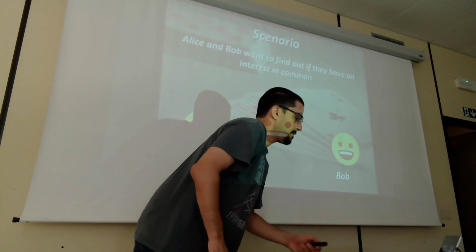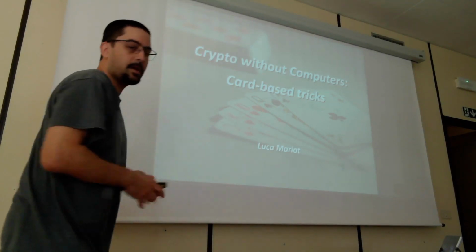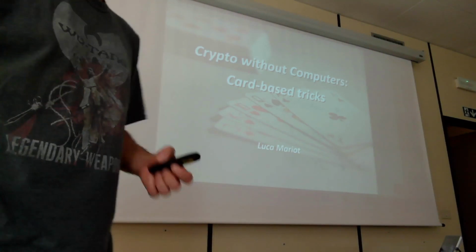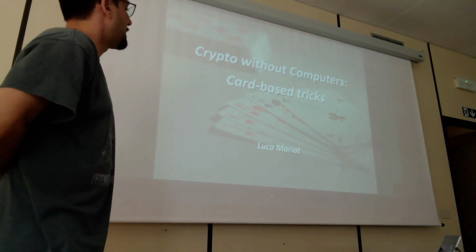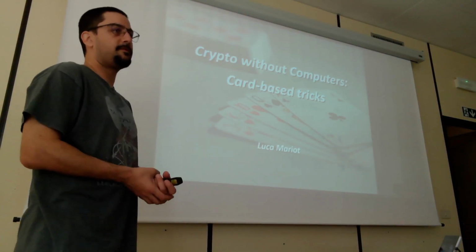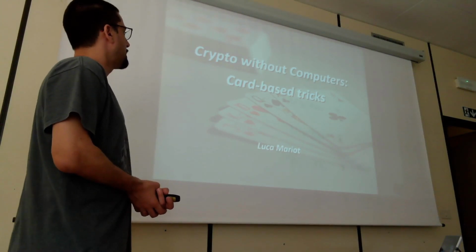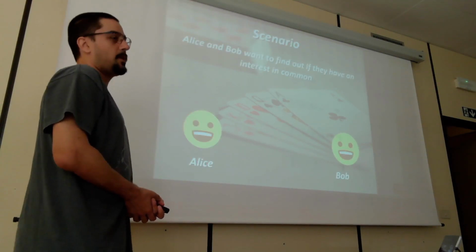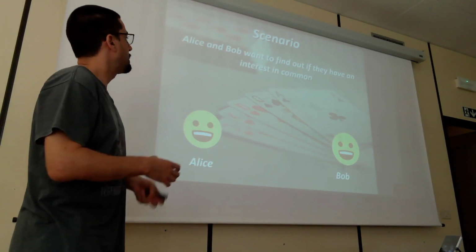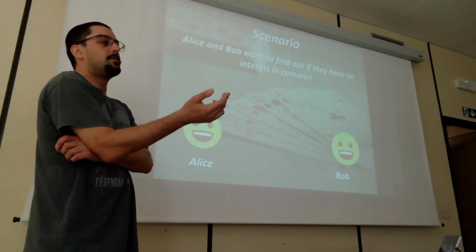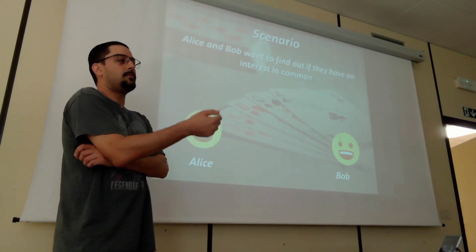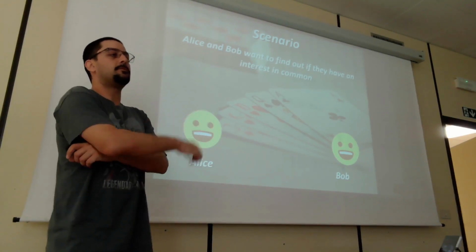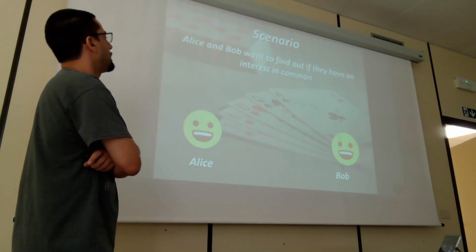Okay, so we start with this metaphor of explaining secure multi-party computation using a set of 5 playing cards. So we are doing crypto without computers in a certain sense. The idea is that we have Alice and Bob who want to find out if they have an interest in common. For example, they are going out on a date and they want to see if they like each other in order to determine whether to see each other for a second date.